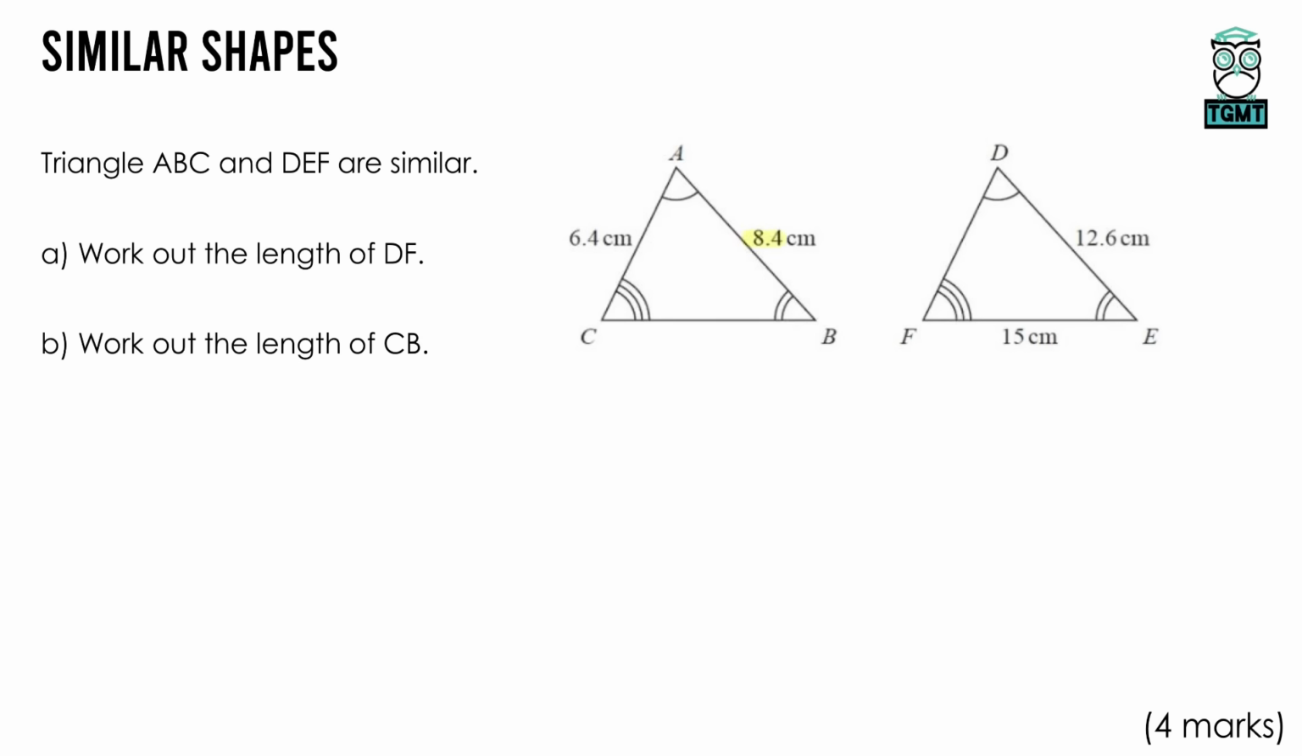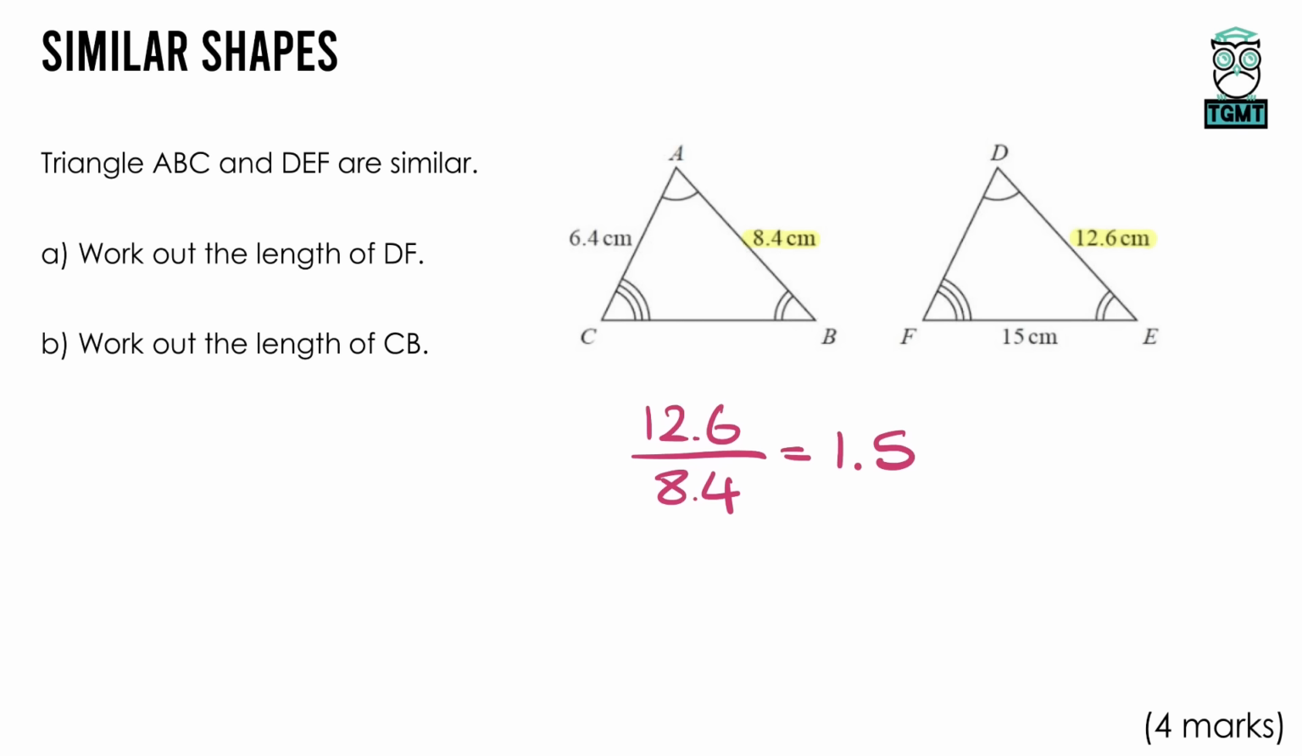So you can see on the left we've been given 8.4, and in the same position on the right we've been given 12.6. So to find what it's been multiplied by, we just need to do the bigger length, 12.6, divided by the corresponding smaller length, 8.4. That's going to give us the scale factor. So 12.6 divided by 8.4 comes out as 1.5. Now that is our scale factor. That means to get to the right triangle, the bigger triangle, we would multiply by 1.5, and to get to the smaller triangle, we have to divide by 1.5.